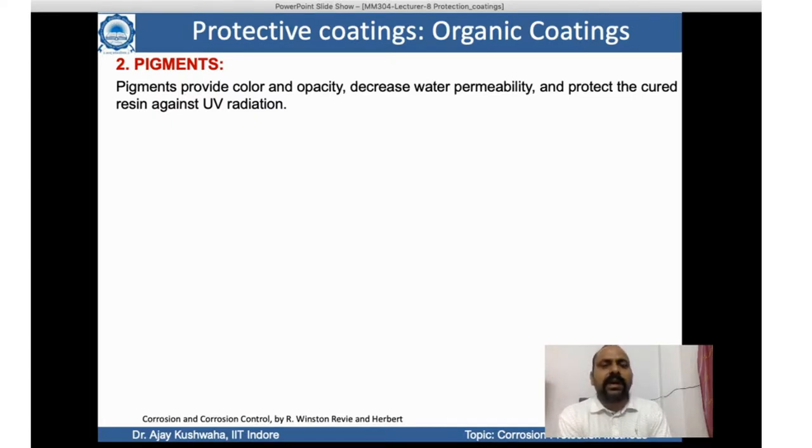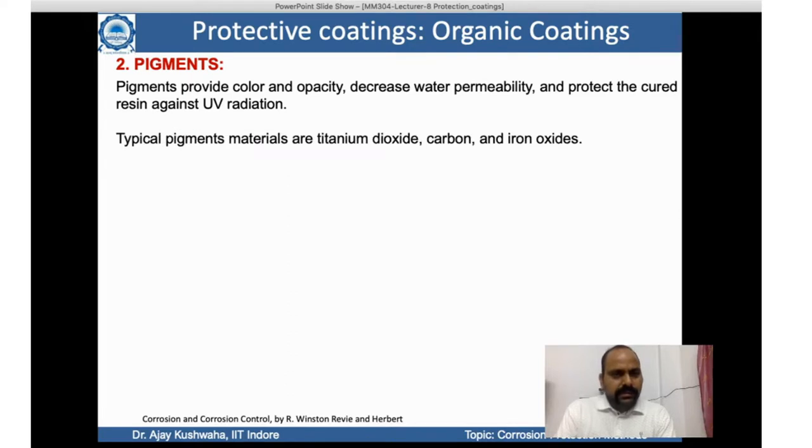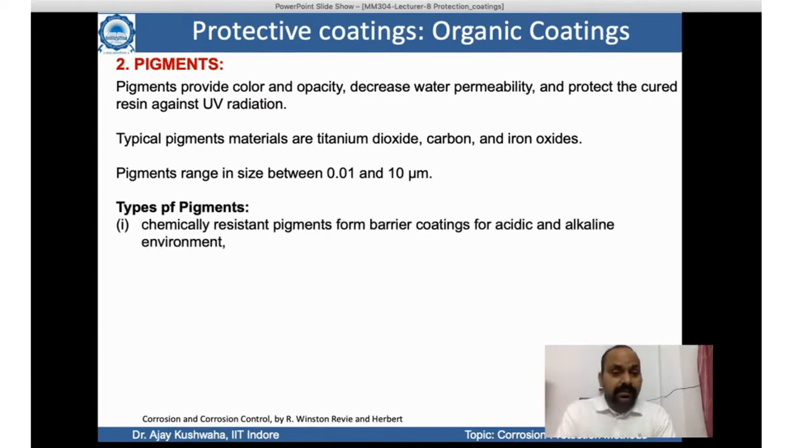Pigment provides the color and opacity, decreases water permeability and protects the cured region against UV radiation. So what kind of pigment is there in the organic coating also affects the overall protection performance. The typical pigment materials are titanium dioxide, carbon and iron oxide based particles. The size may vary from 0.01 to 10 micrometer.